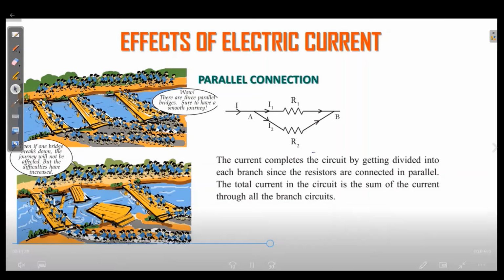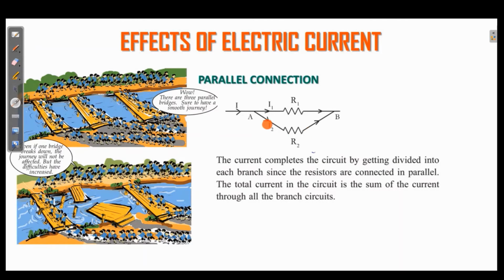Okay, then the parallel connection. Here two resistors R1 and R2 are connected in parallel. So the current is divided into two different branches, I1 and I2. Just look at the figure. I is divided as I1, which is flowing through R1, and I2 flowing through R2. The points are A and B, but they have two different paths.